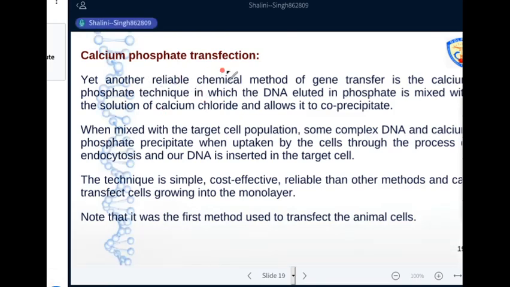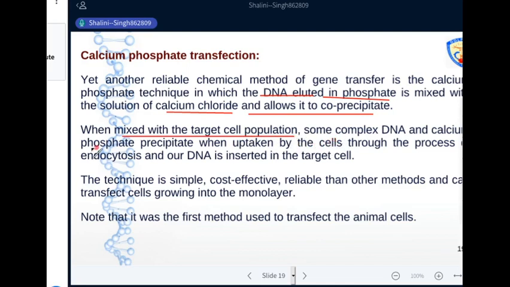Next is calcium phosphate transformation. It is also one reliable chemical method of gene transfer. In this technique, the DNA eluted in phosphate is mixed with a solution of calcium chloride, which allows it to co-precipitate. This is then mixed with the target cell population, the cells in which we desire the gene transfer.